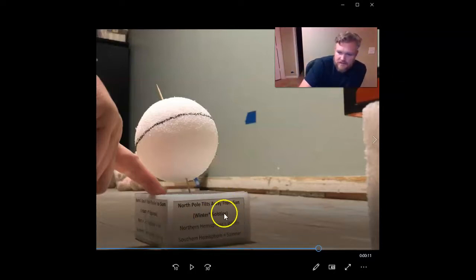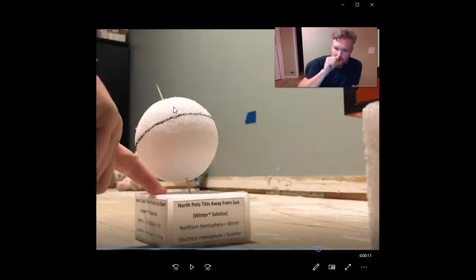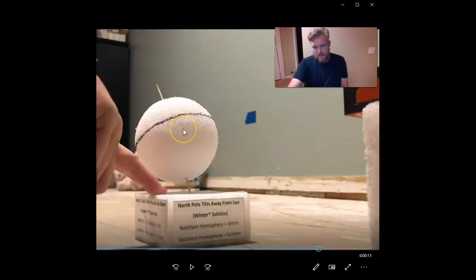But the solstice, remember, in the northern hemisphere, if you're tilted toward the sun, it's the summer solstice. If you're tilted away from the sun, it would be the winter solstice. So December 21st is the winter solstice for us. It's the summer solstice for the south.